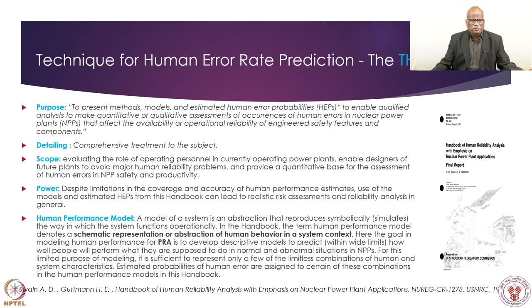Scope in terms of applicability: yes, nuclear power plants and PRA. But it is also there for safety improvements in design and operation as an end objective, whether at a qualitative or quantitative level. The power of this approach, as the handbook itself brings out, has some limitations in terms of data, because whatever best was available was used. But the claim is that it gives a realistic assessment of human reliability, and that is something that would have come out in many exercises.